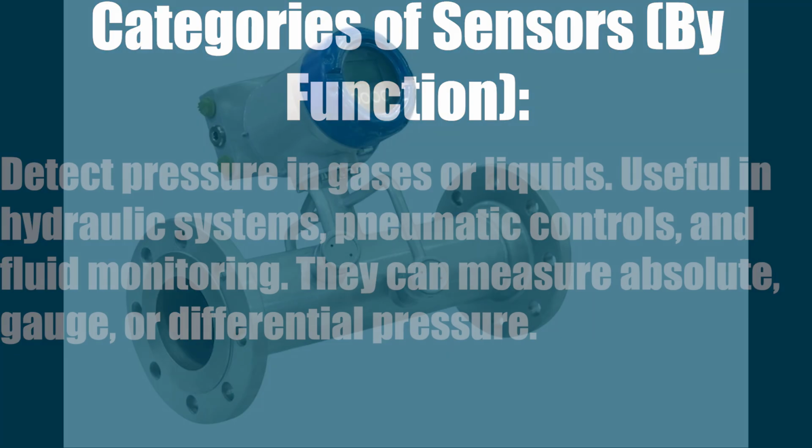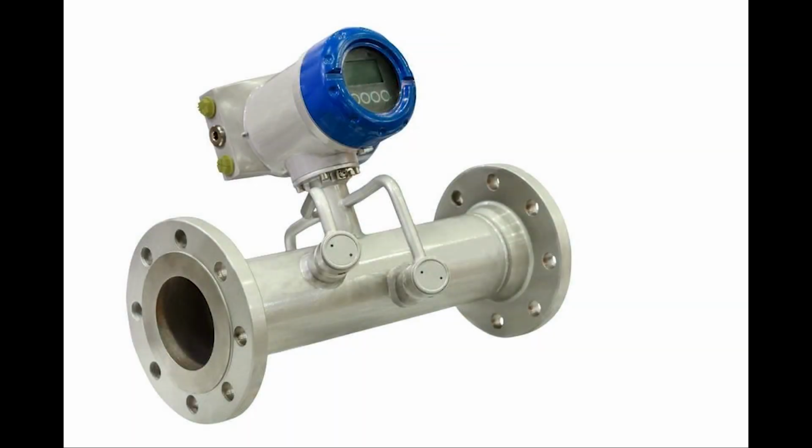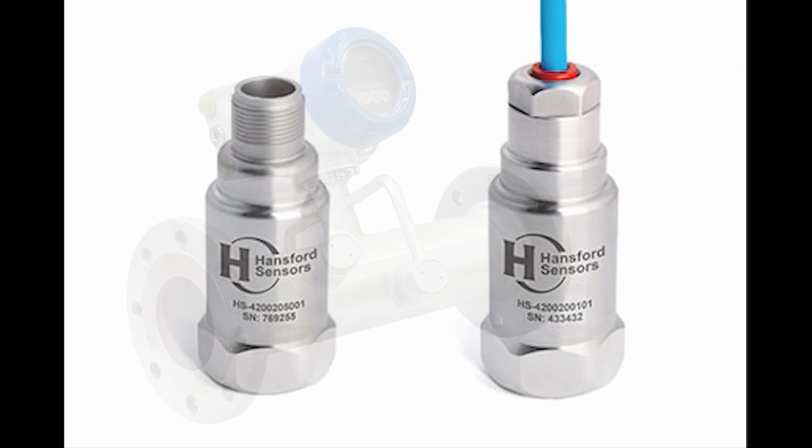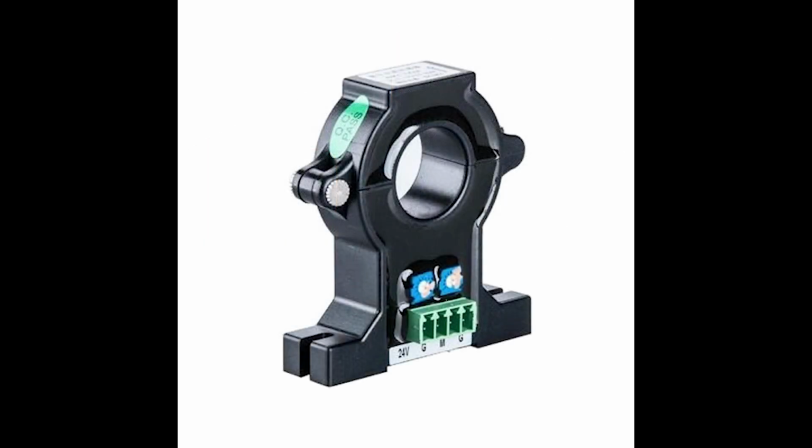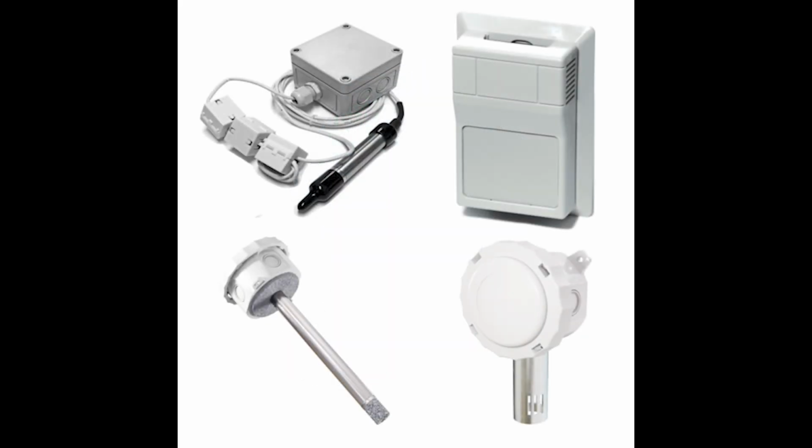So some other sensor types, there's flow sensors. These measure the rate of liquid or gas flow in a pipe. There's vibration sensors. These detect mechanical oscillations, useful for monitoring motors and rotating equipment for predictive maintenance. Then you've got vision sensors. These use cameras and image processing to inspect parts, read barcodes, or guide robotic arms. You have current sensors. These measure electrical current in a circuit, often used in energy monitoring or motor control. You have humidity sensors. These detect moisture levels in the air, used in environmental control systems.